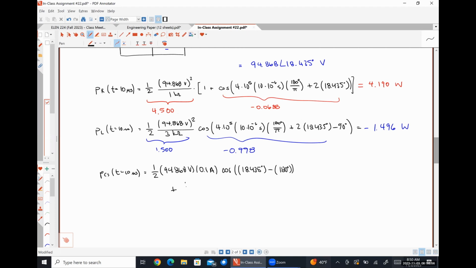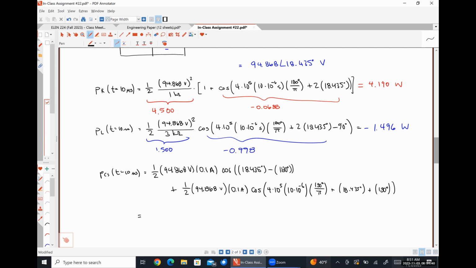Then we have that same 1/2 94.868 volts times 0.1 amps times the cosine of 4 times 10 to the 5 times 10 times 10 to the -6 times 180 degrees over pi plus 18.435 degrees plus 180 degrees, close my parentheses.